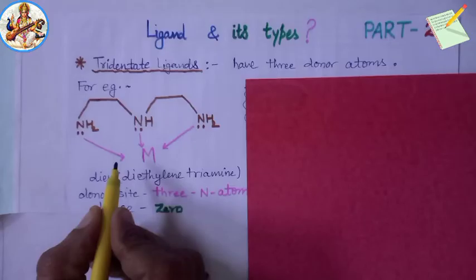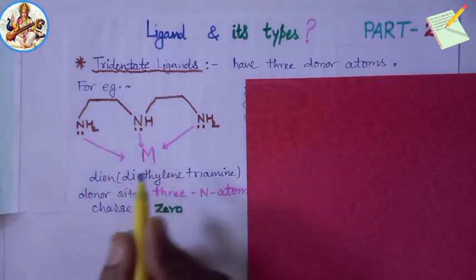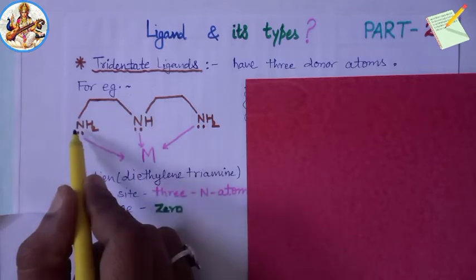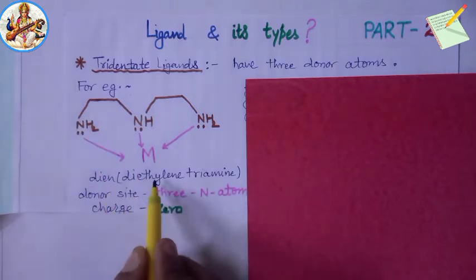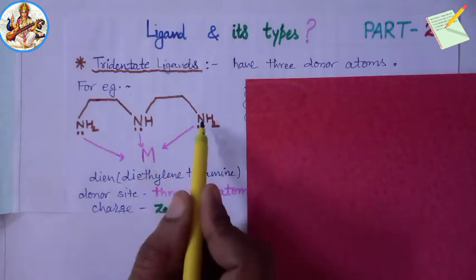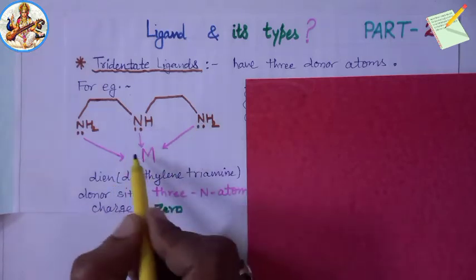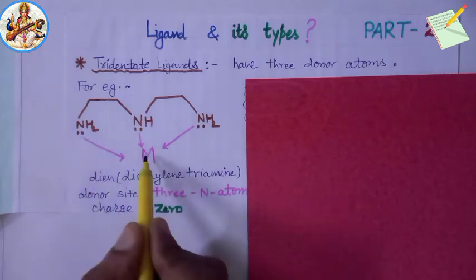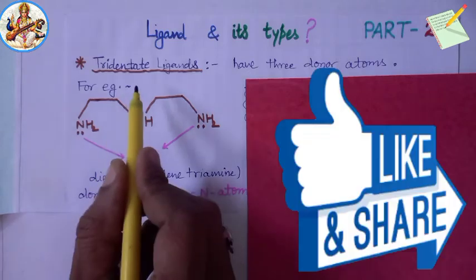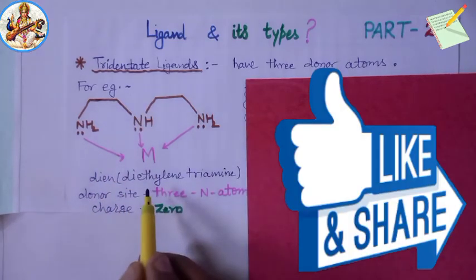For example, dien: NH2 CH2 CH2 NH CH2 CH2 NH2, diethylene triamine. Donor sites are 3 nitrogen atoms, 1, 2 and 3, and charge is 0. So dien is a tridentate ligand.